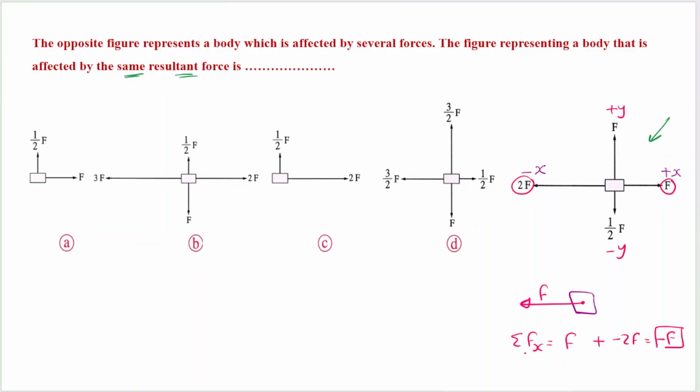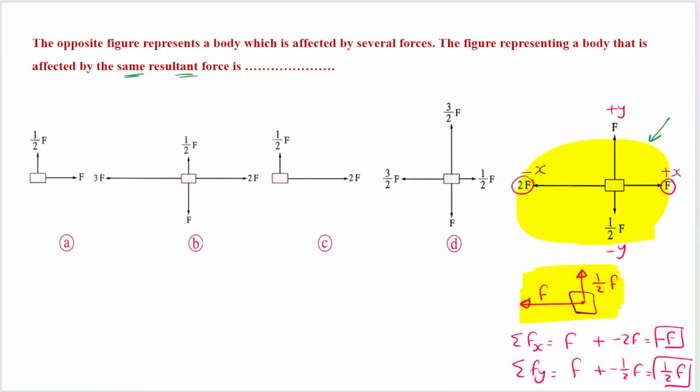We will do the same for the y-axis. The sum of all forces on the y-axis will be equal to, this is positive y, but this is negative y. So we'll add them together. This one is positive F, but this one is negative half F. So the total will be positive half F. Positive means upward. So it's positive half F. So these are the two forces which are equivalent to the same four forces.